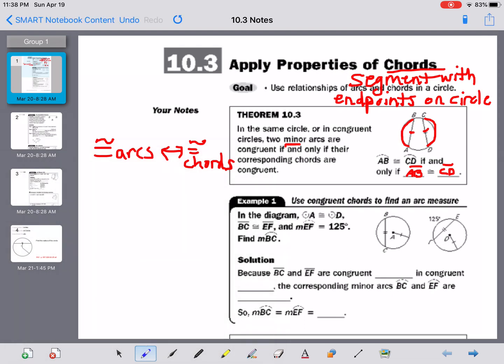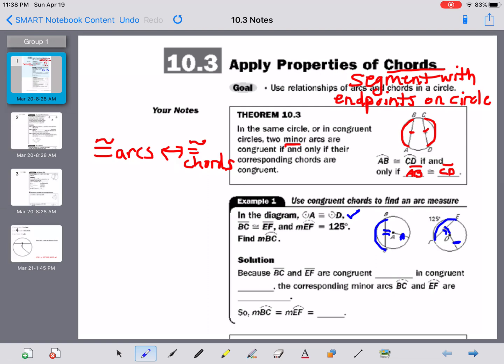So moving on right now to example 1. Notice right now I have two different circles, but right away I notice that I have a congruent mark on both radii, which means circle A and circle D are congruent, which they tell me in my directions as well. They also tell me and mark that chord BC and chord EF are congruent. So if I have congruent chords, I should have congruent arcs. Well, over here on arc EF, it's 125 degrees. They want me to find arc BC over here.